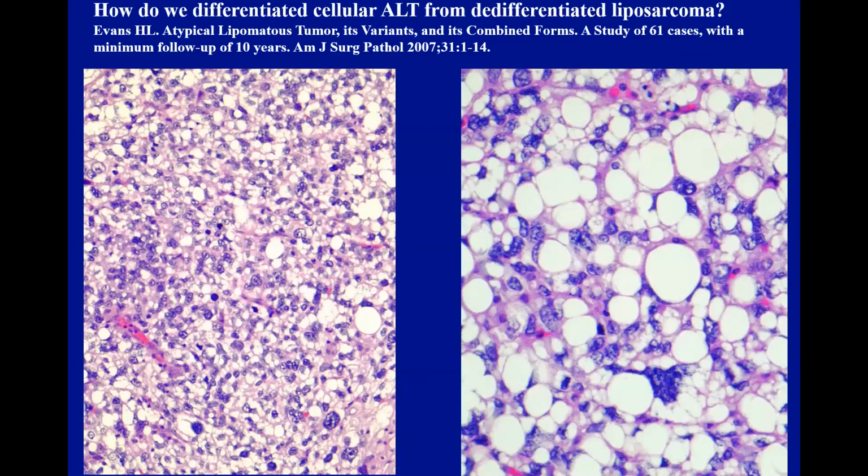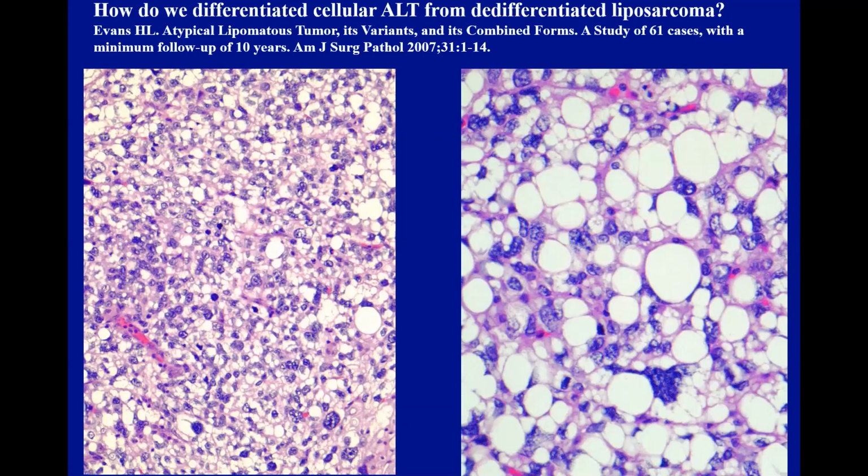And that is, how do we differentiate cellular ALT from dedifferentiated liposarcoma? Probably the best study that I've heard trying to address this was this study from Dr. Harry Evans that we talked about earlier, where he first of all established fairly nicely with survival that there were other forms of atypical lipomatous tumor beyond the sclerosing form, beyond the inflammatory form, and beyond the more common lipoma-like form.